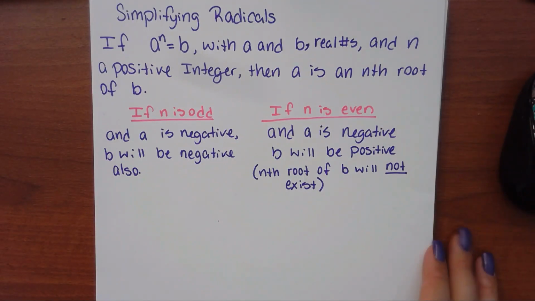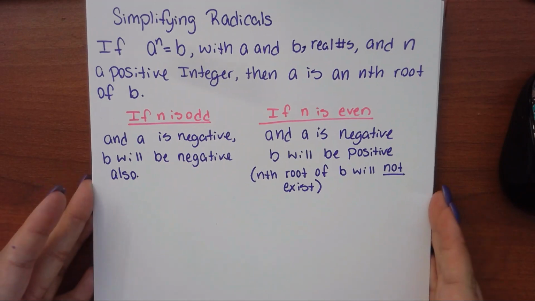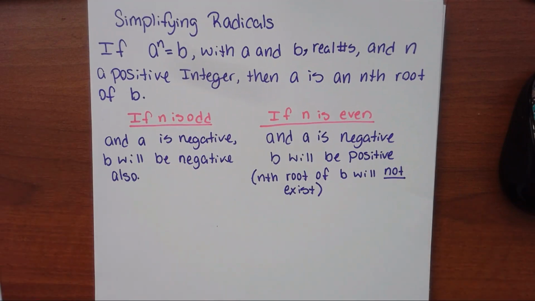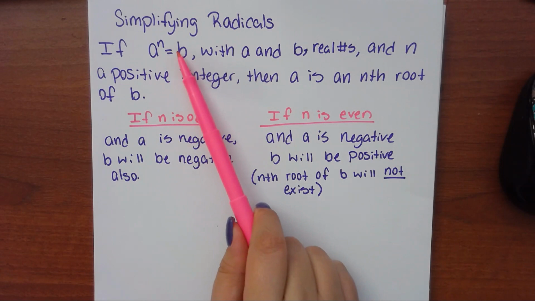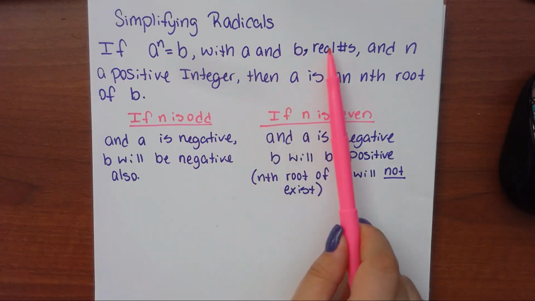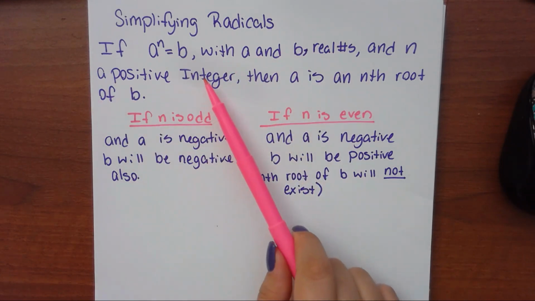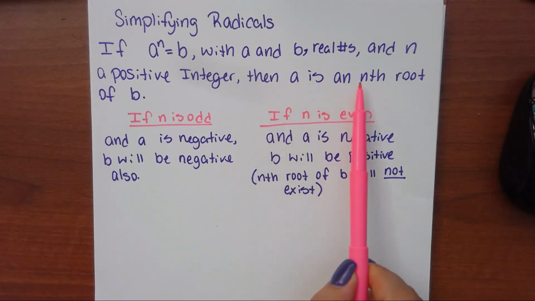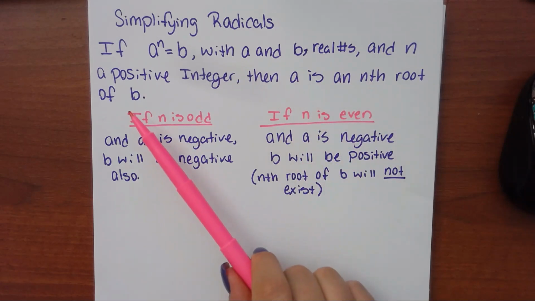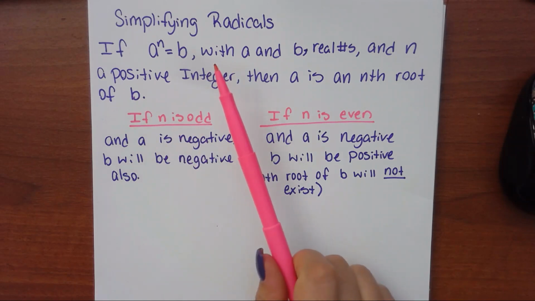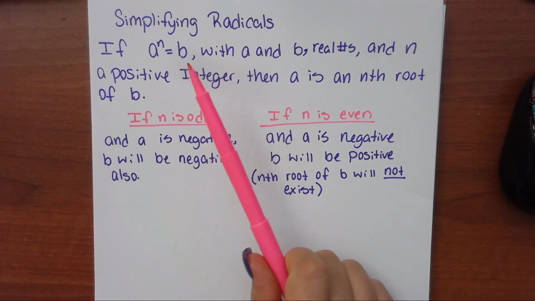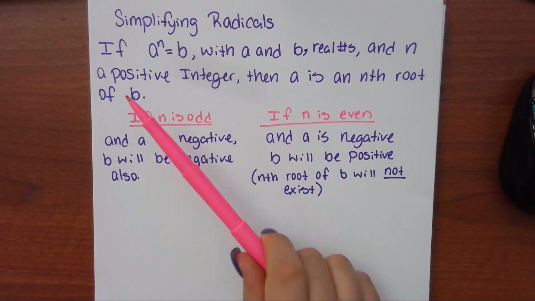To simplify radicals, we've done this before, but we're going to go into it a little bit more and expand on it just a little bit more. So there's a couple of things to note: if I have a to the nth power is equal to b, with a and b being real numbers and n a positive integer, then a is what's called an nth root of b. So we can take the root of the other side of the equation, and we take what is called the nth root. So for example, if it's squared, then we would take the square root.